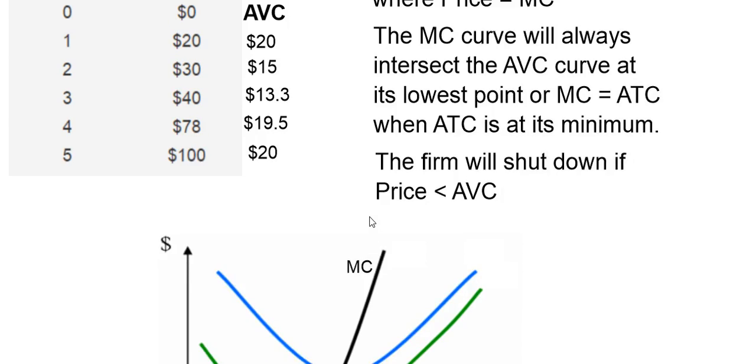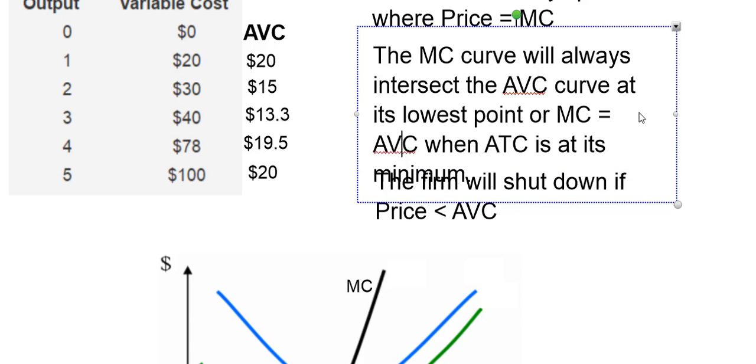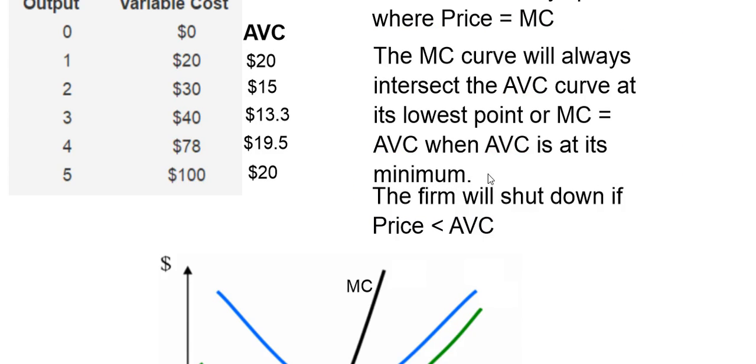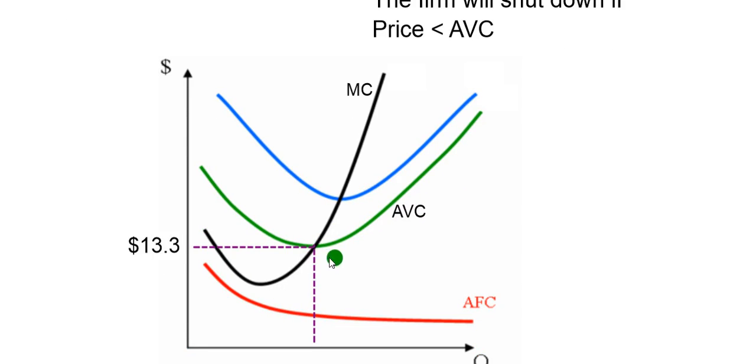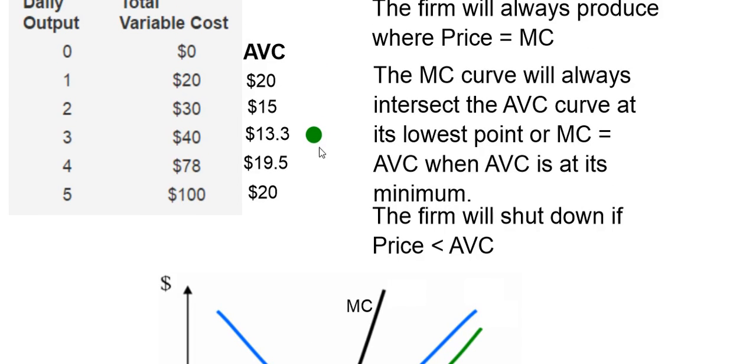Marginal cost always intersects the average variable cost curve at the average variable cost curve's lowest point. And I should say variable here. Well, it's also true with total, but I'll just put in it's true with both. Okay. So since we know that in order for this firm to shut down, the price has to be below the lowest point on the average variable cost curve here, then we know the price has to be below 13.3.